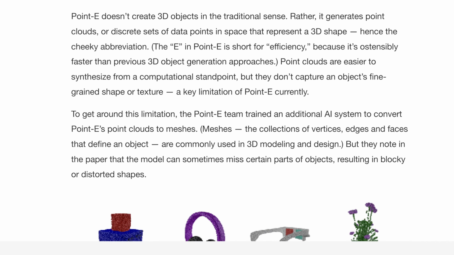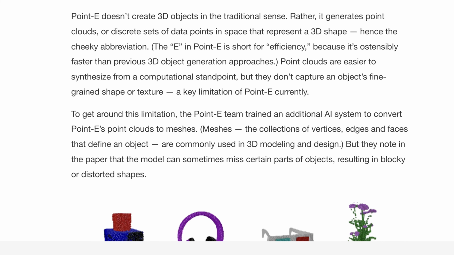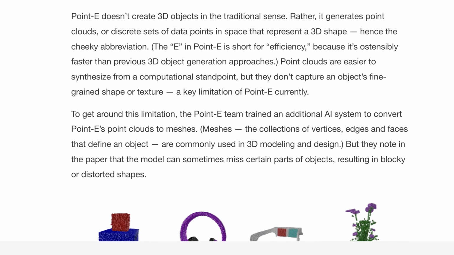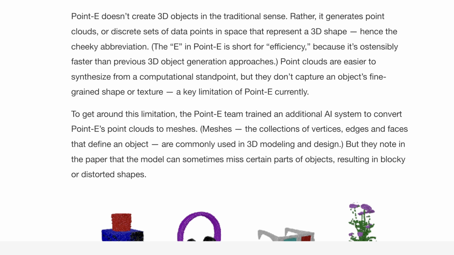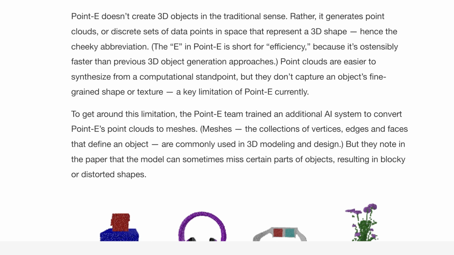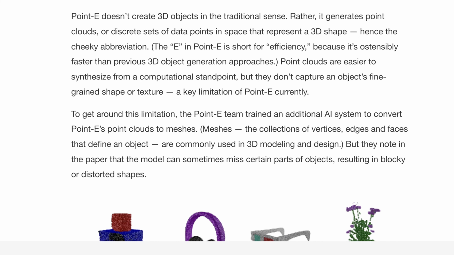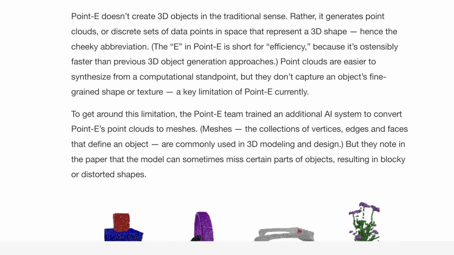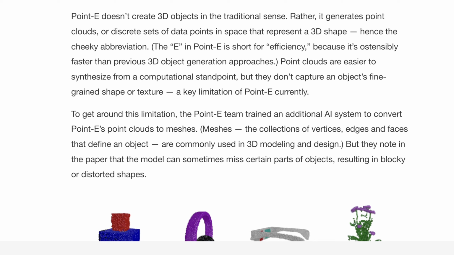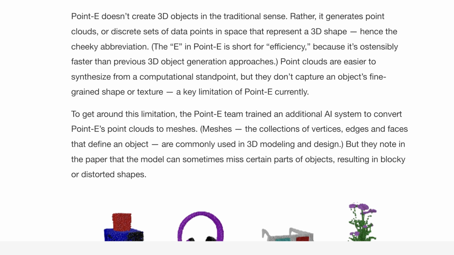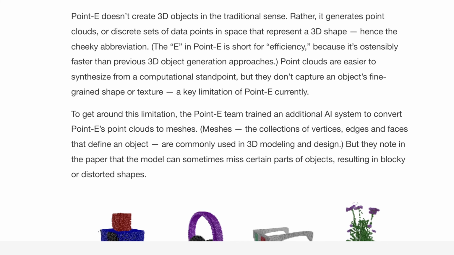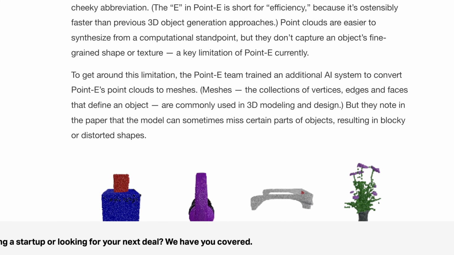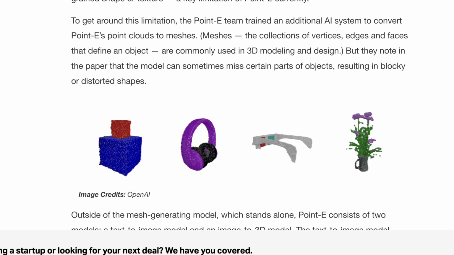And another important thing to note here is that this is not generating a point cloud that is necessarily a NeRF right out of the system. Point E generally stands for point clouds, and a lot of the efficiency gains here are gained by the fact that they're using a point cloud. And as you can see here, they say point clouds are easier to synthesize from a computational standpoint because they don't capture an object's fine-grained shape or texture, and not needing a texture is key. NeRFs do require a texture, and they add a lot of complexity for that reason.